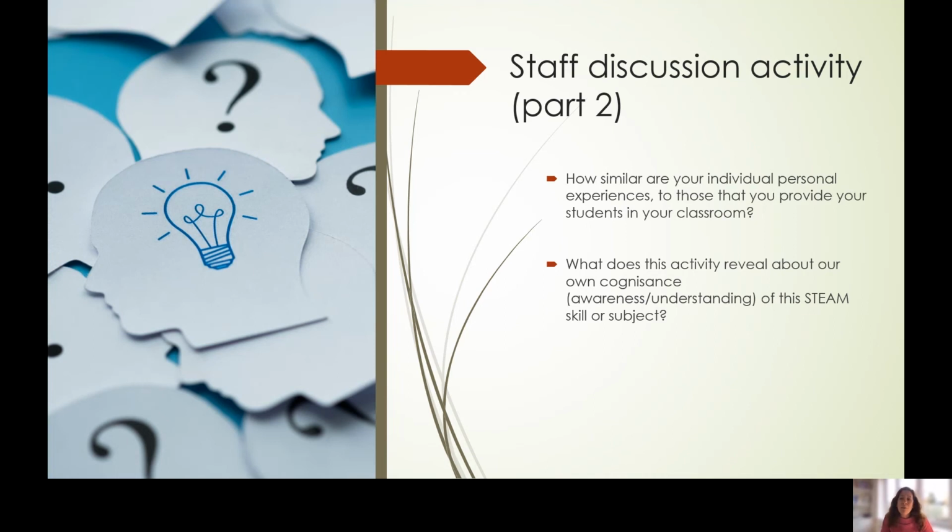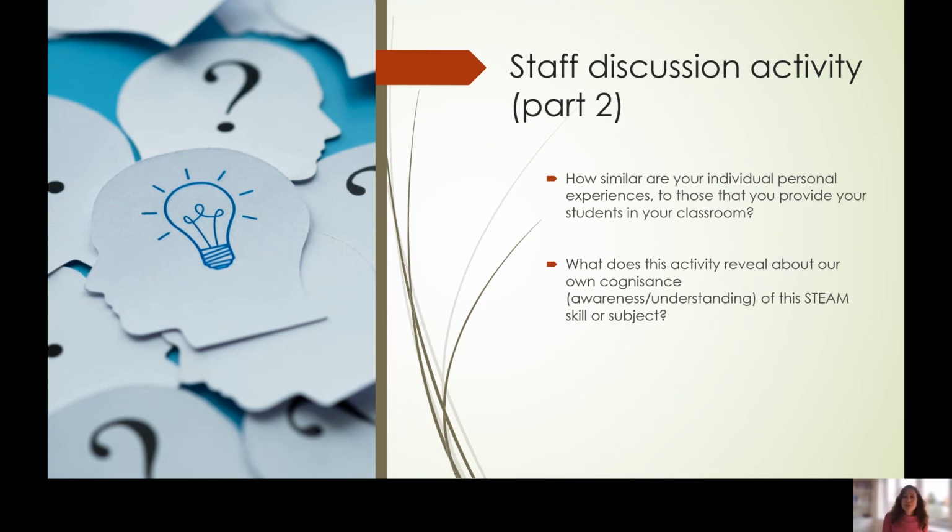So first, how aware we are of the similarities and differences between our personal real life experiences and the experiences that we are providing for our children in our classrooms. And second, an awareness and understanding about professional knowledge. What do we know about and understand? What do we know about but don't yet understand? And which areas do we not yet know about? And those give you practical routes upon which to build staff knowledge development.